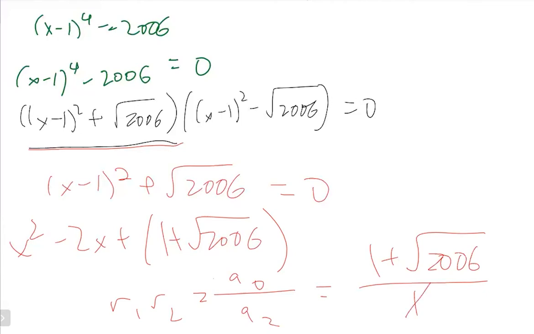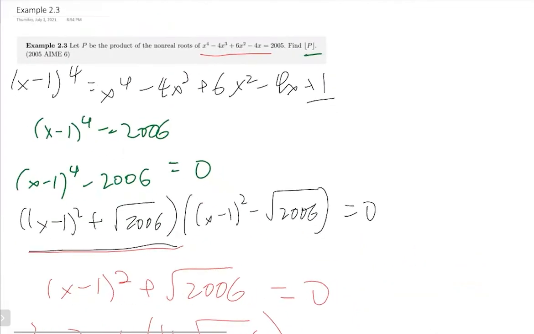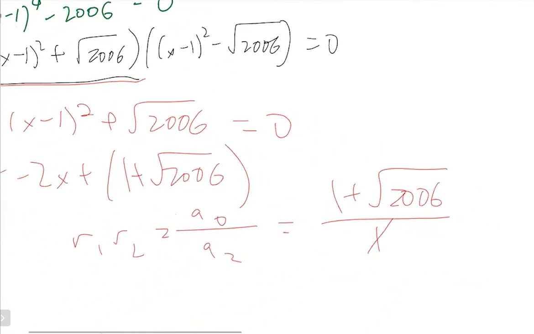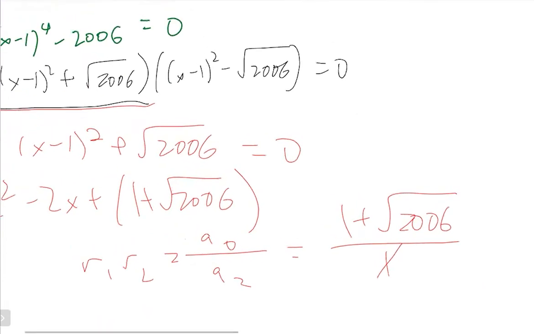And then finally, if we look back at the problem, we want the floor of P, which is the greatest integer less than or equal to P. The greatest integer less than or equal to 1 plus root 2006 is 45, I believe, because the floor of root 2006 is 44, and then plus 1. So root 2006 is 44 point something, and then you add 1, so it's 45 point something. The greatest integer less than or equal to that is 45.